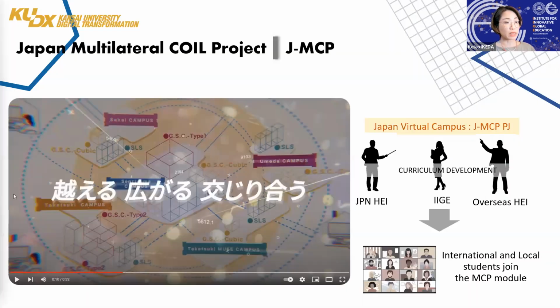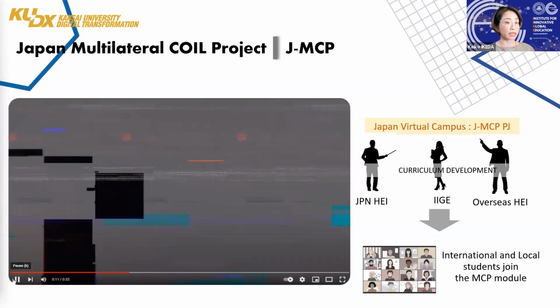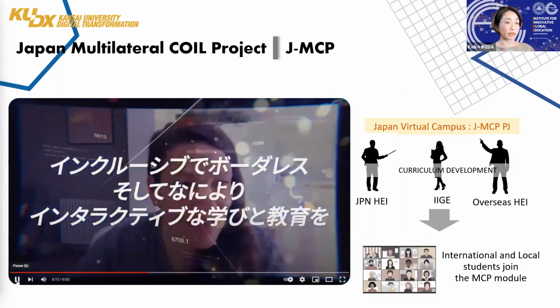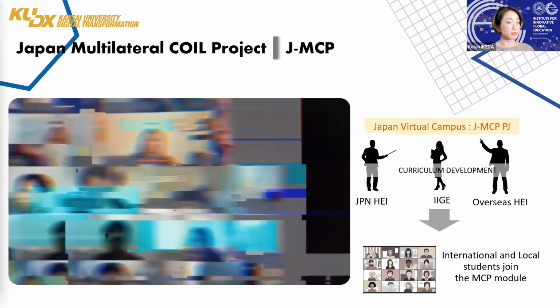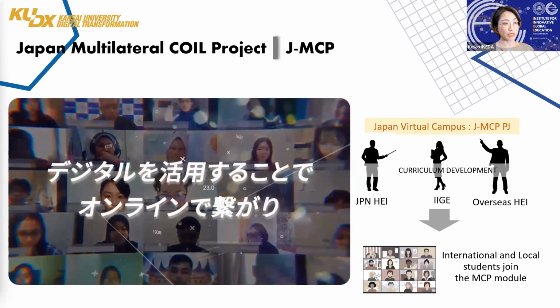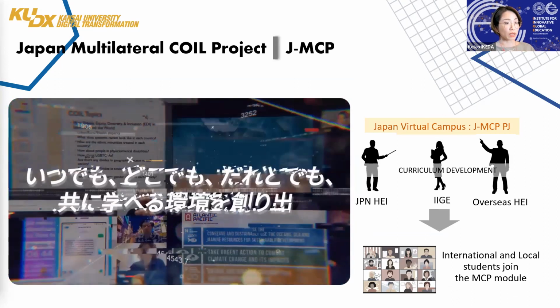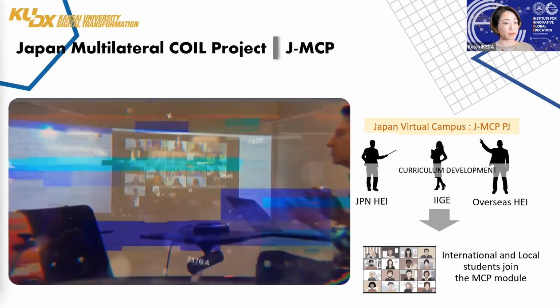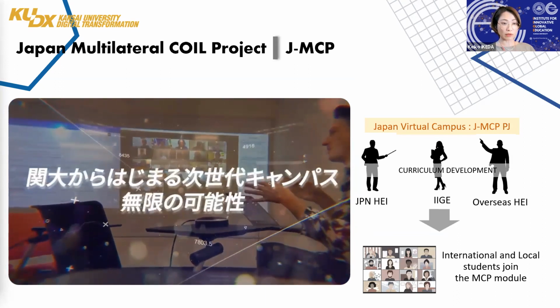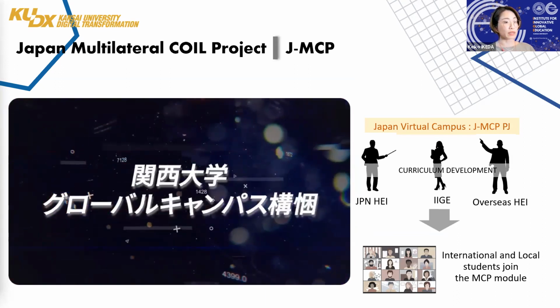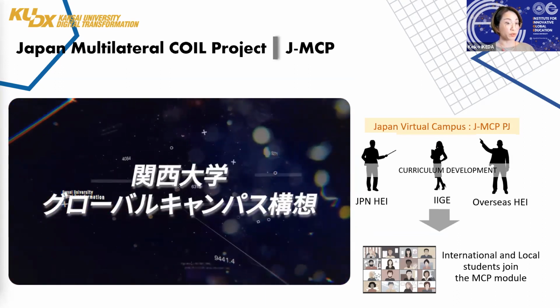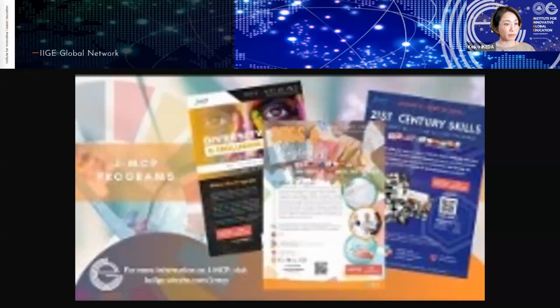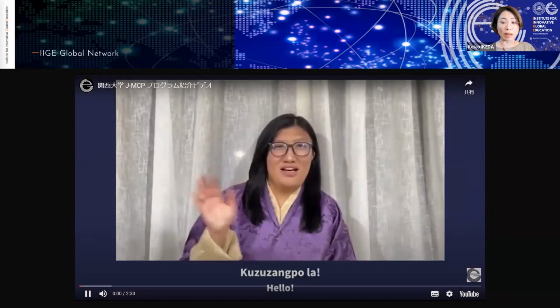Right. And one of the ways that makes use of this classroom is a new program that we just launched. It's called JMCP, Japan Multilateral Koyo Project. This invites our global partner universities to identify instructors, collaboratively teach, and students in the network can freely participate and take the offered online virtual exchange module. They receive a digital badge by participating in it.